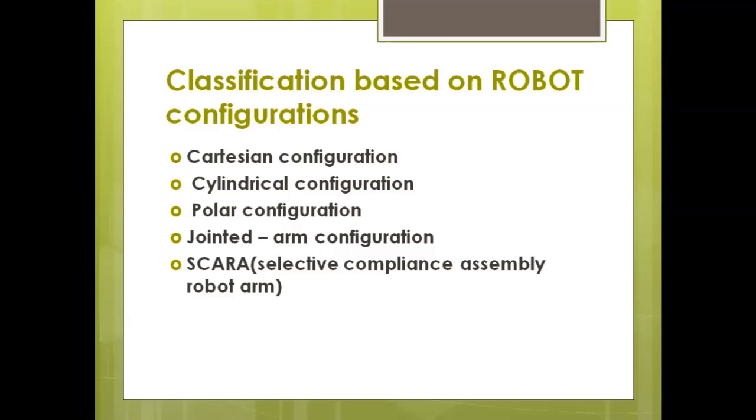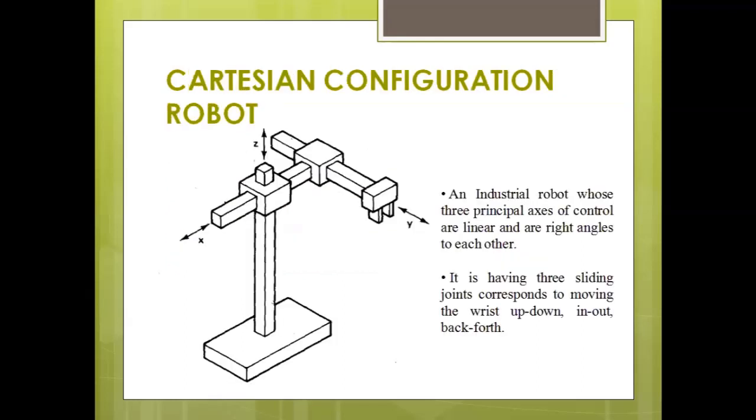We will study in detail what a Cartesian configuration robot is and how it works, what a cylindrical configuration robot is and how it works, what a polar configuration robot is and how it works, what a jointed arm configuration robot is and how it works, and what a SCARA robot is and how it works. We will study in detail one by one. Next is the first one, the Cartesian configuration robot.